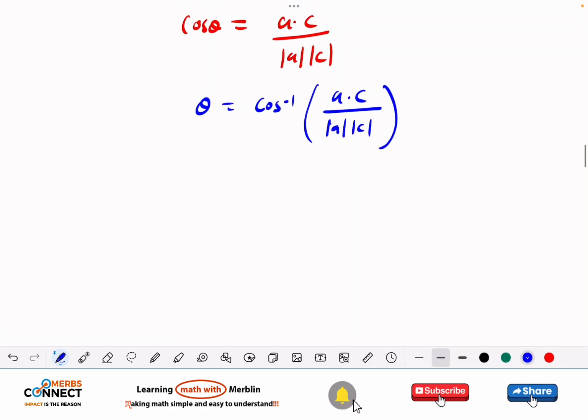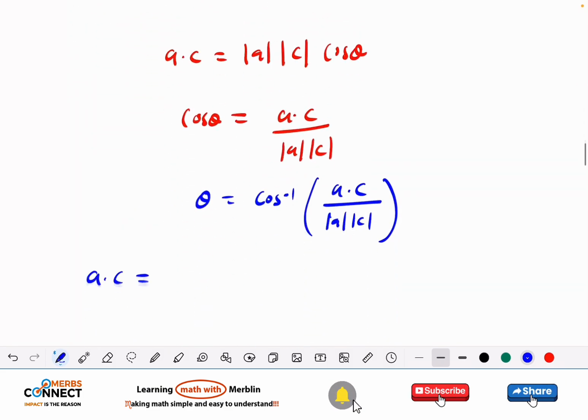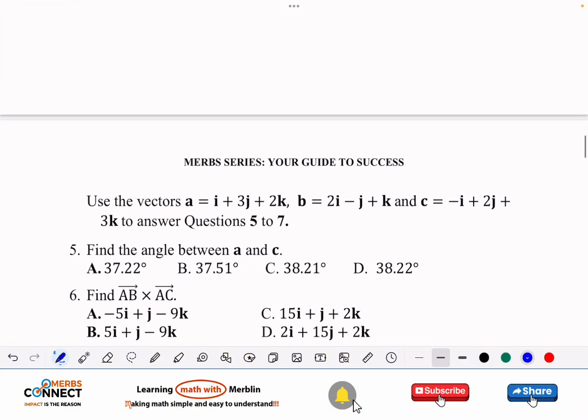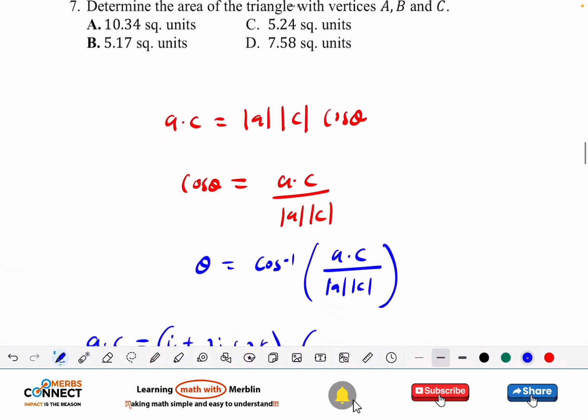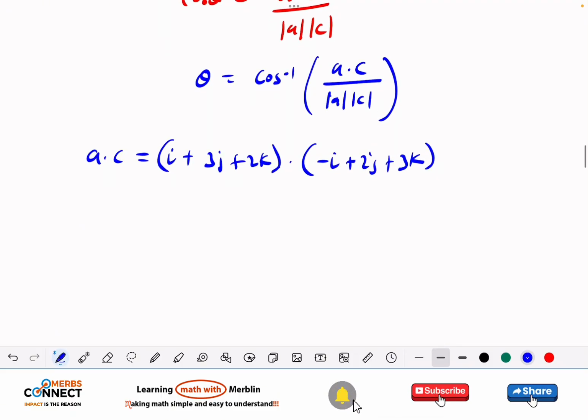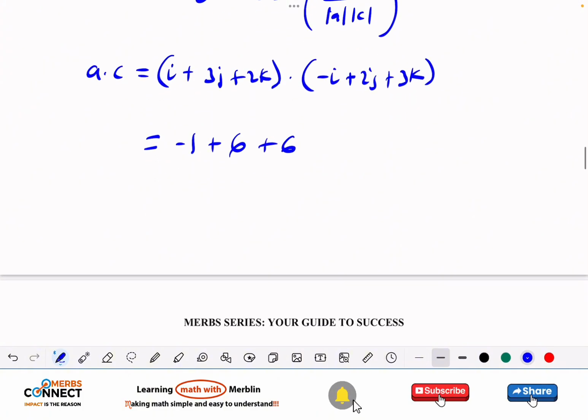What is A dot C? What's the component for A? 1, 3, 2. So i plus 3j plus 2k. So this is the component for A. Let's look at the component for C. Minus 1, 2, 3. So minus i plus 2j plus 3k. So let's do the dot product. This times this is going to give us minus 1, plus this times this is going to give us 6, and then this times this is also going to give us 6. So this is going to give us 11.